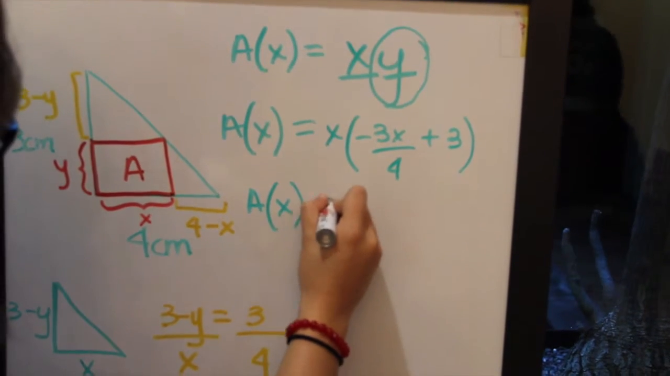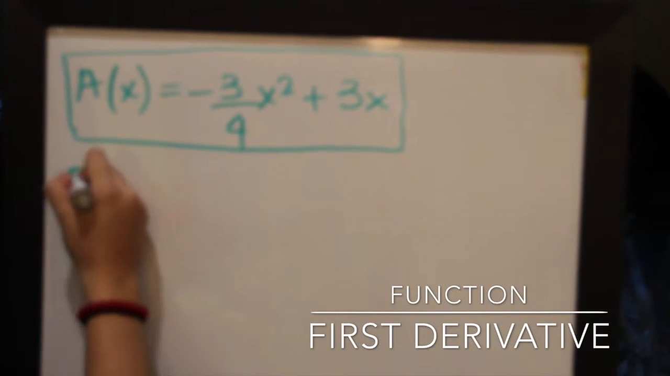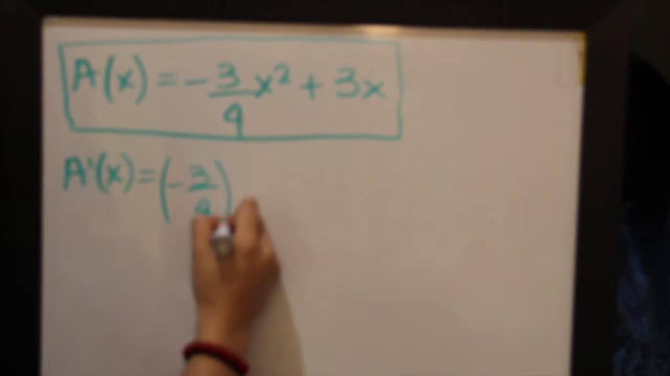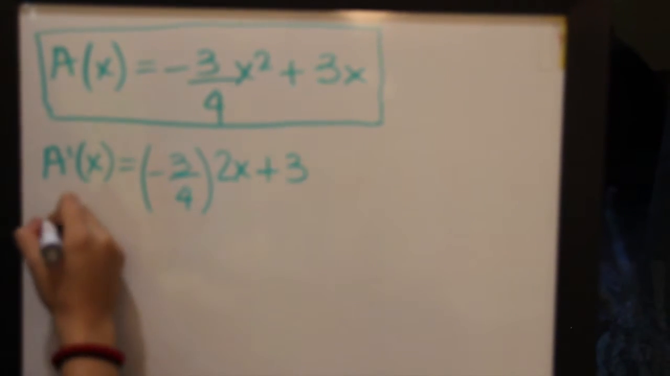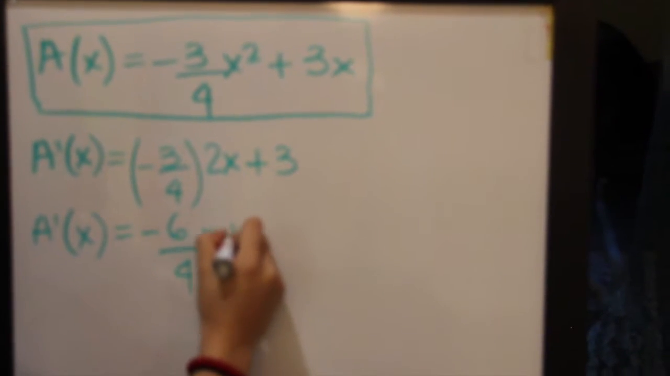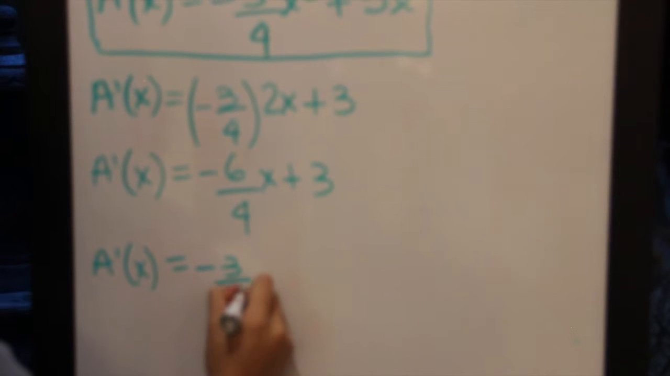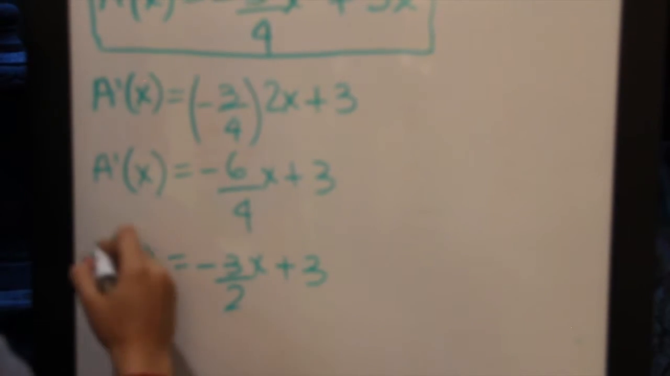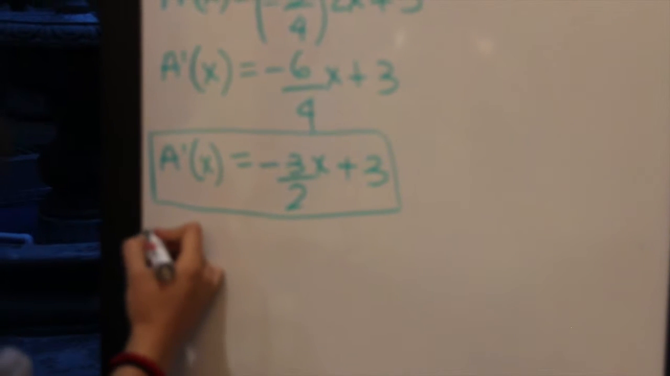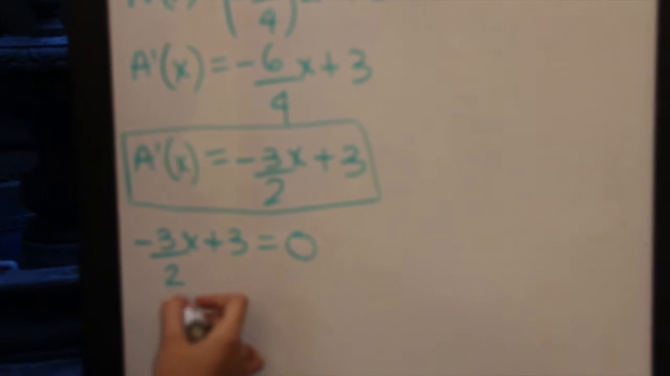After that, we're going to get the first derivative. Now that we have the function, we're going to get the first derivative. And you will know the rules to get derivatives, right? So it's going to be minus 3/4 times 2x plus 3, which is minus 6/4 of x plus 3. That gives us minus 3/2 of x plus 3. After we have the first derivative, we're going to equal it to 0 in order to isolate x.